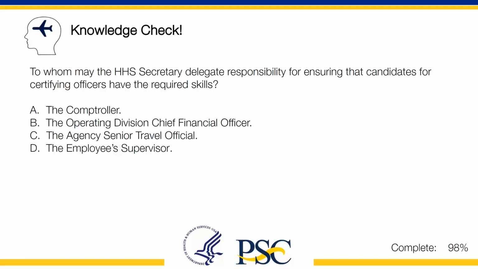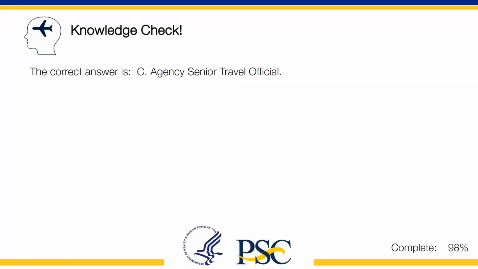To whom may the HHS Secretary delegate responsibility for ensuring that candidates for certifying officers have the required skills? A. The Comptroller. B. The Operating Division Chief Financial Officer. C. The agency Senior Travel Official. D. The Employee's Supervisor. Click pause, consider your response, and resume the video to learn the correct answer. The correct answer is C. The agency Senior Travel Official.